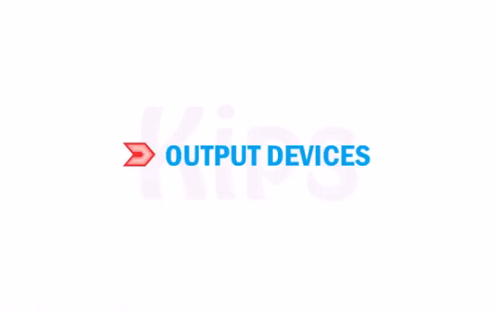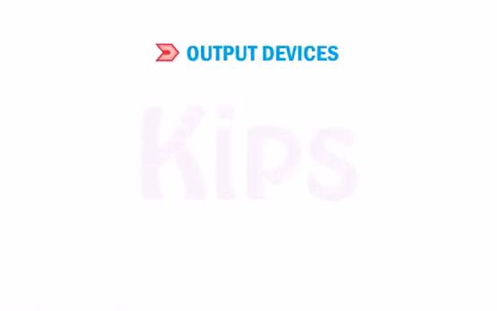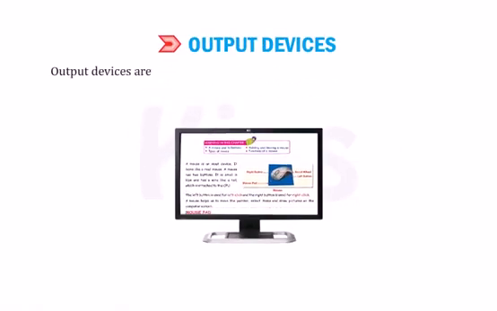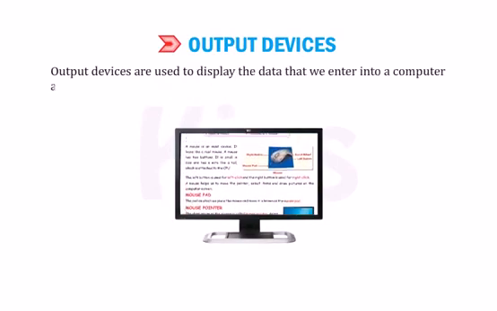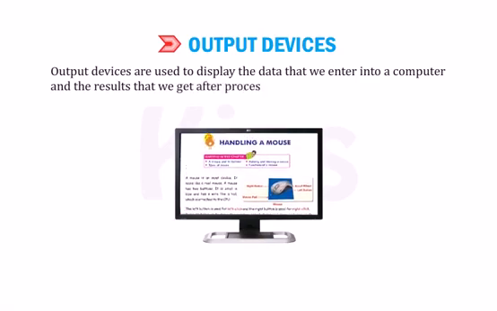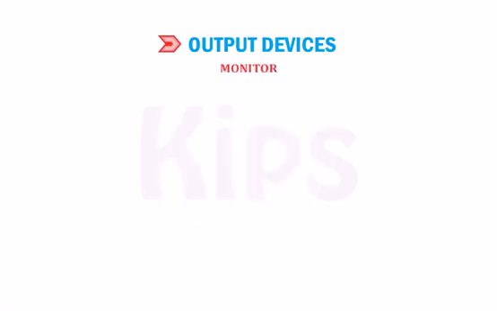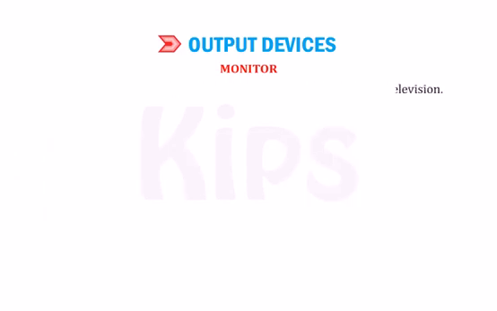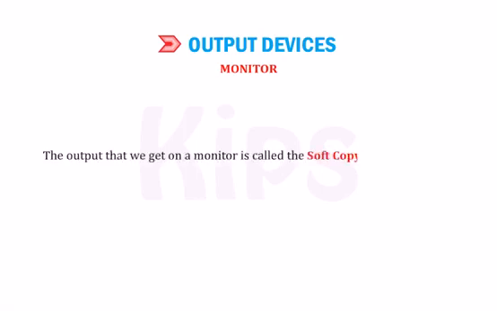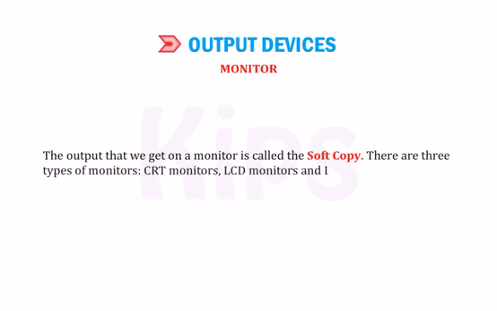Okay, now let us learn about output devices. Output devices are used to display the data that we enter into a computer and the results that we get after processing. Monitor. The most common output device is the monitor. It looks like a television. The output that we get on a monitor is called a soft copy. There are 3 types of monitors: CRT monitors, LCD monitors, and LED monitors.